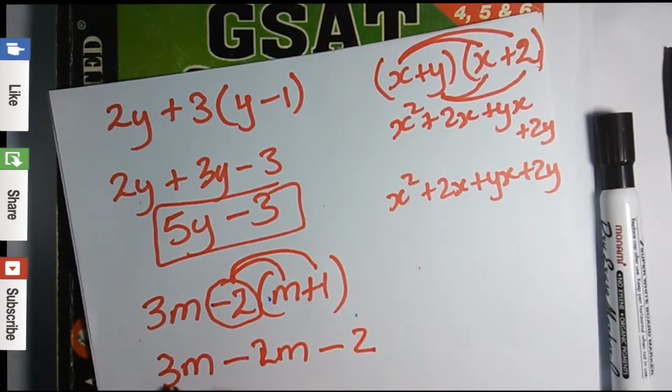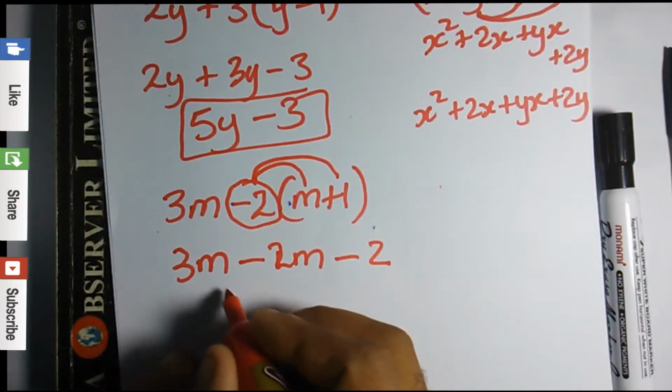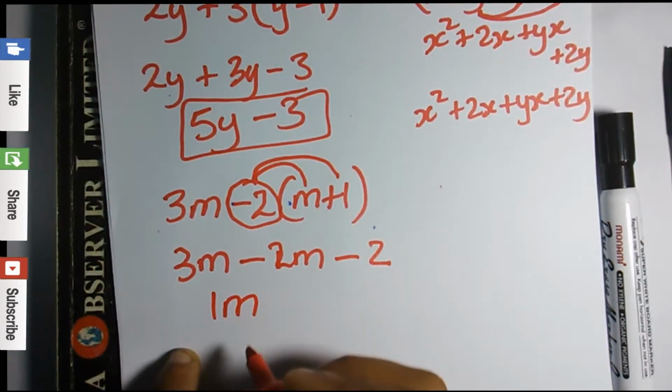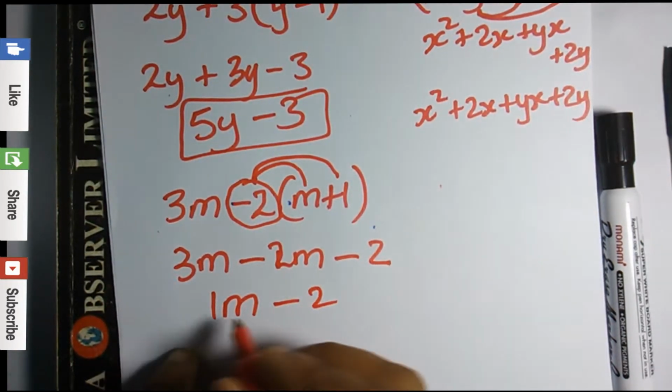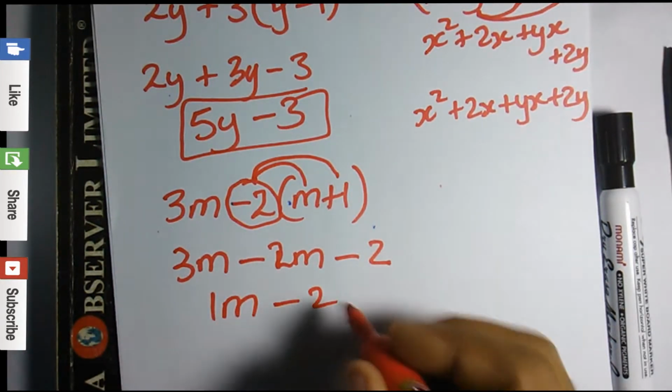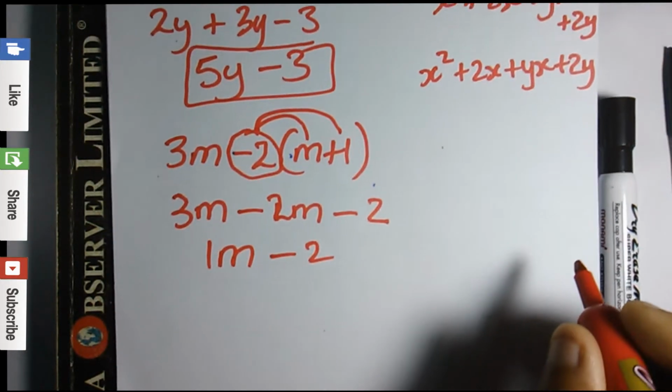These are the like terms. 3m minus 2m is m, or 1m, minus 2. Remember, 1 times m is m. So this would be our answer.